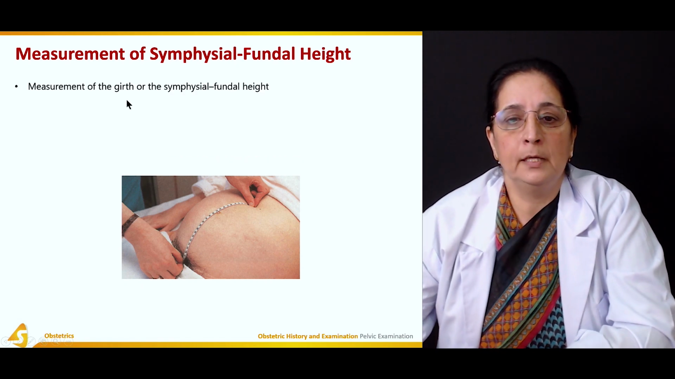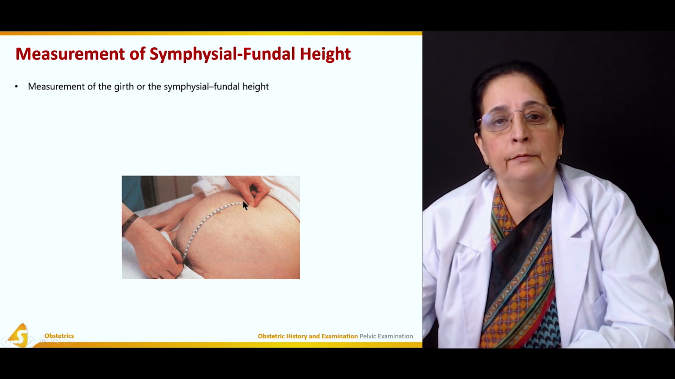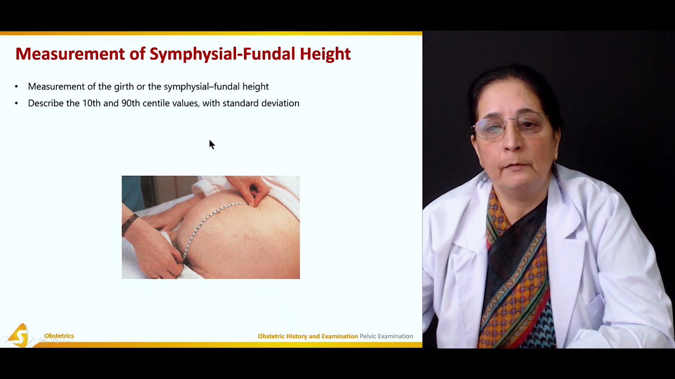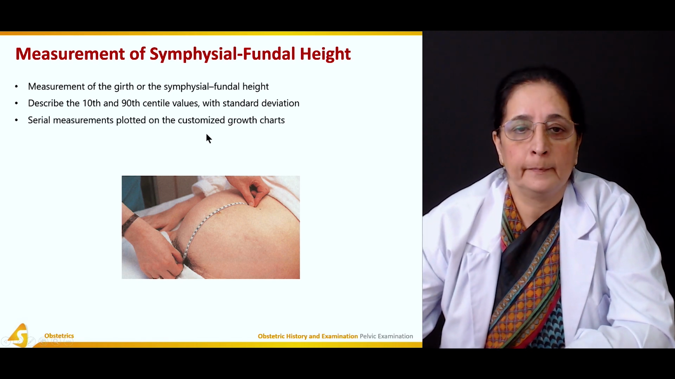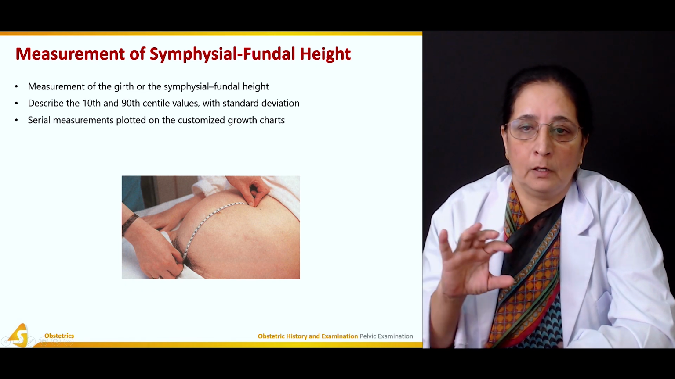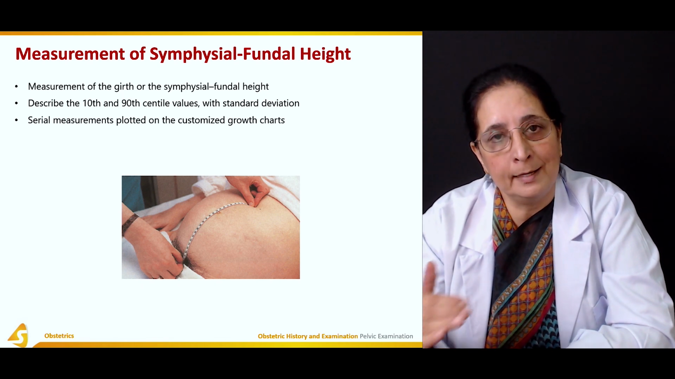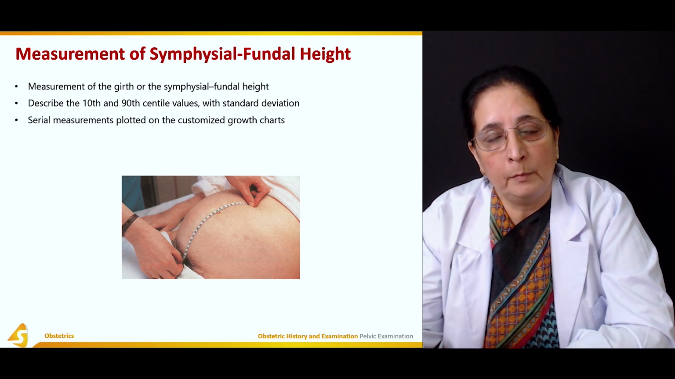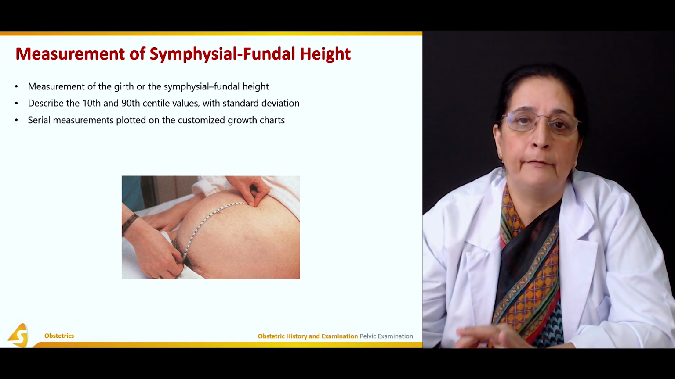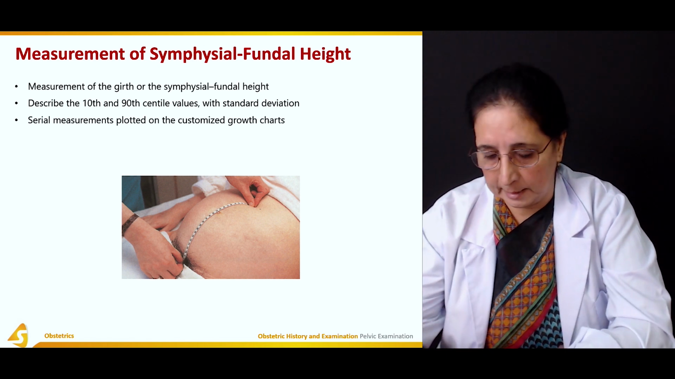So this is how you measure the symphysial fundal height. It describes the 10th and 90th centile values with standard deviation. At every visit, it's plotted on the growth chart to find out if the fundal height is increasing normally or not. Usually it's about 1 centimeter every week. So after 1 month it should be 4 centimeters.